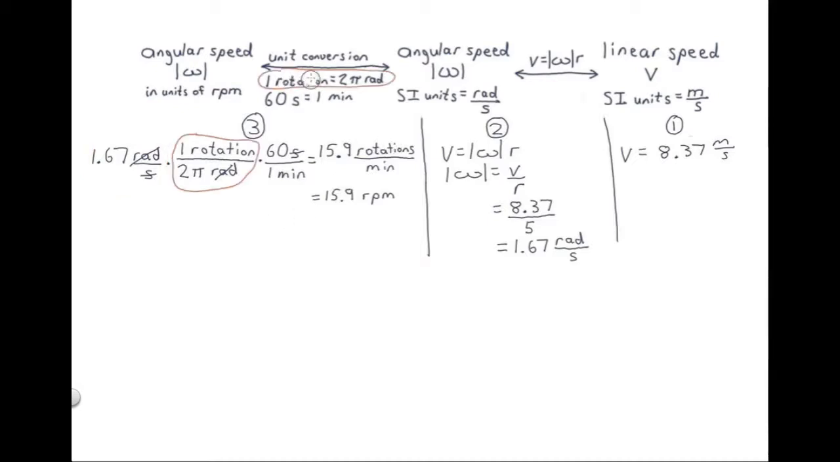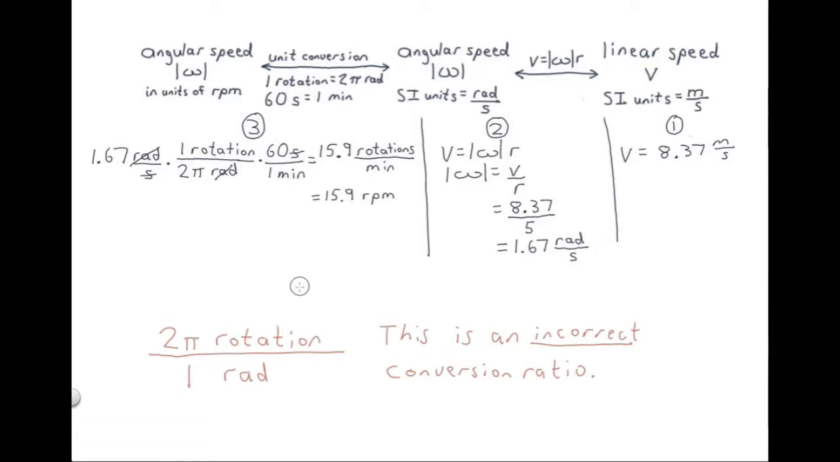One rotation, or one circle, is equivalent to 2 pi radians, and that gives us this conversion ratio. And of course, you know that there are 60 seconds in 1 minute, and that gives us this conversion ratio. Make sure that you write the conversion ratios correctly. For example, this is an incorrect conversion ratio. It's simply not true that there are 2 pi rotations in 1 radian. That's not true. What's true is that there are 2 pi radians in 1 rotation.